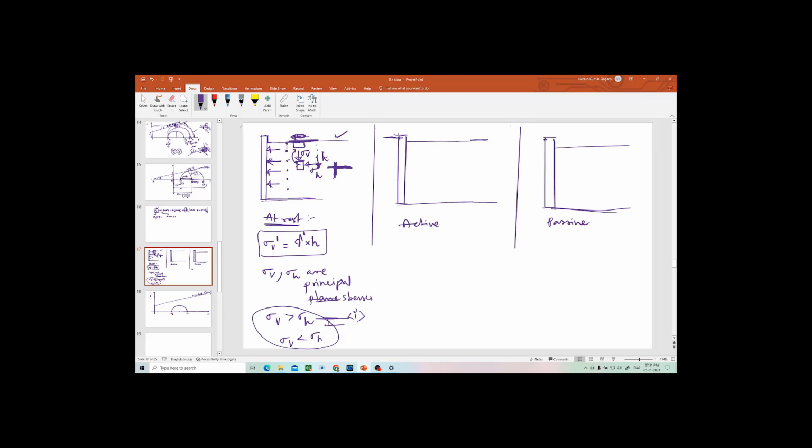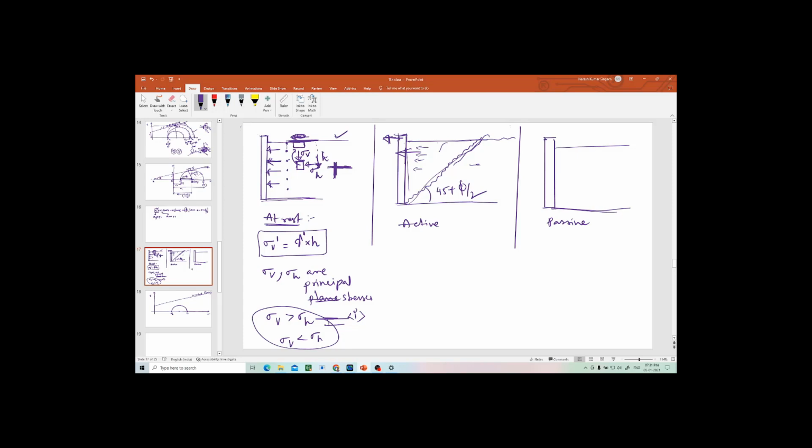Active: now the wall should move in this direction. When the wall is moving in this direction, slowly this soil will also try to move in this direction. So soil will fail along this plane. That means this total wedge will move in this direction, whereas this soil will be intact, because of this retaining wall movement, the soil beyond this plane will not have any effect. So now this is the plane. I told you this is the angle 45 plus phi by 2.